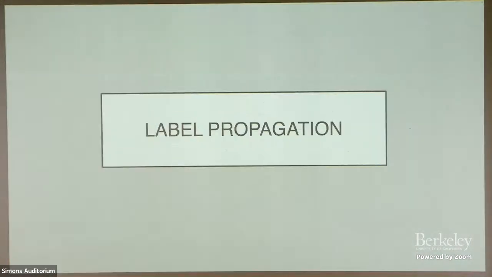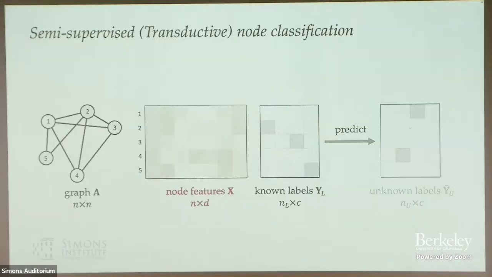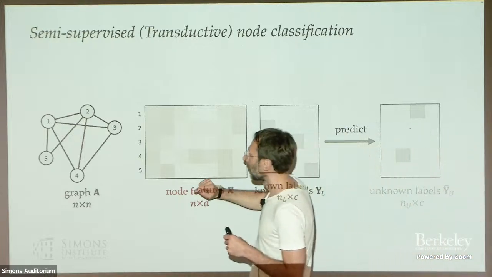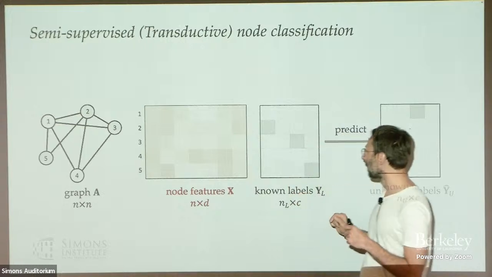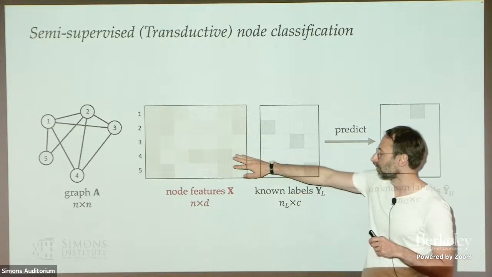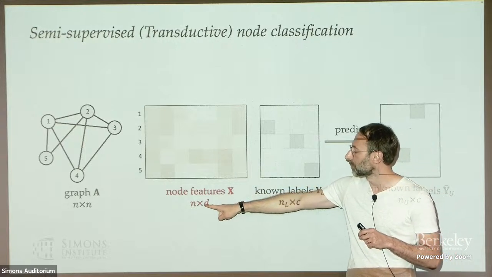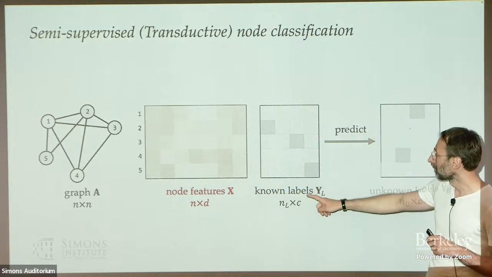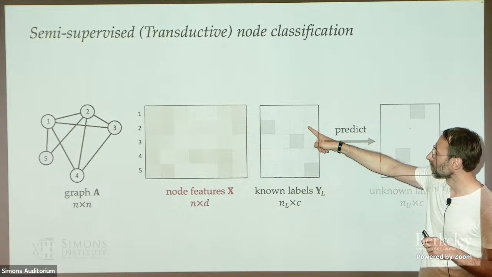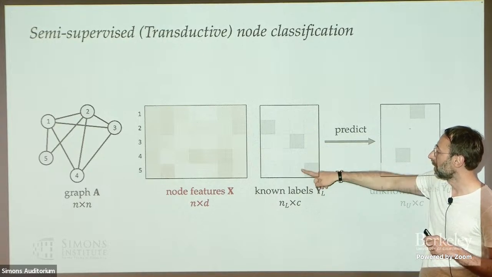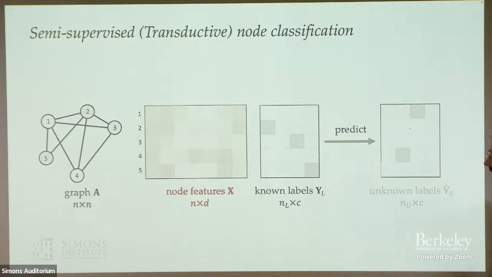So let's look at the simple problem of semi-supervised node classification. I give you a graph that looks like this. Sorry, you might not see it very well, but here we have the adjacency matrix of size n by n and the node feature matrix of size n by d. We have some known labels: we have the labels of nodes 2, 3, and 5. And we want to predict the unknown labels. It's a graph with a few missing labels, and we know the features.